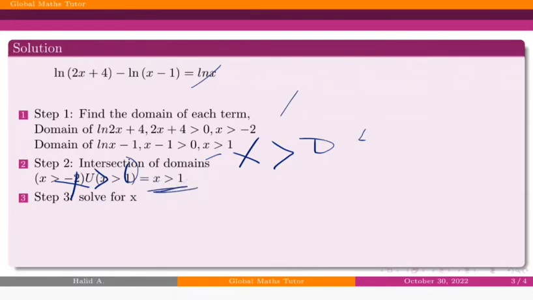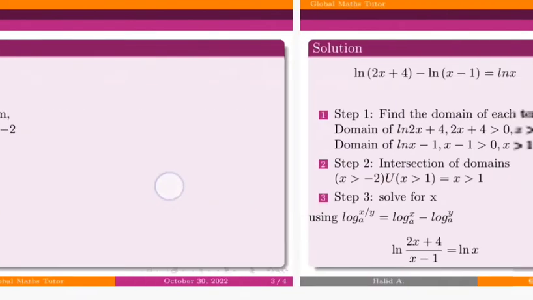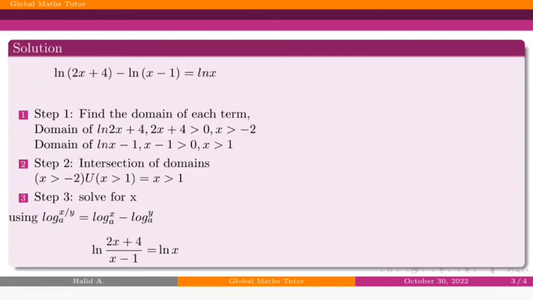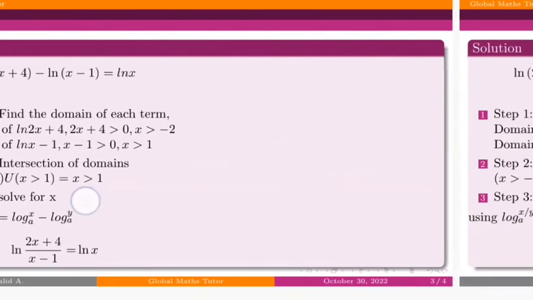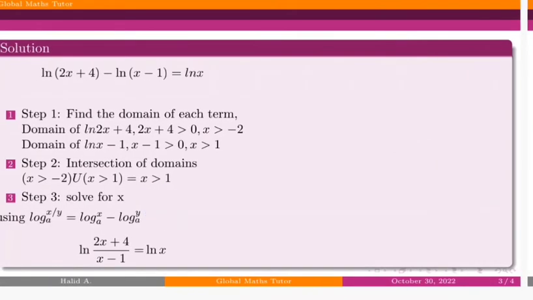Step 3 is solving for x using some logarithmic laws. Let's solve it. So we know that from the logarithmic law, subtraction can be written in compacted form as x over y.